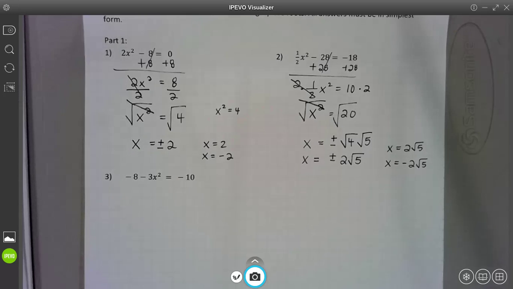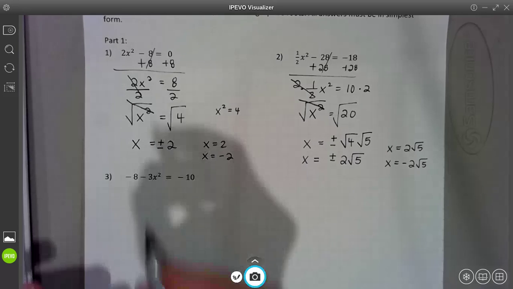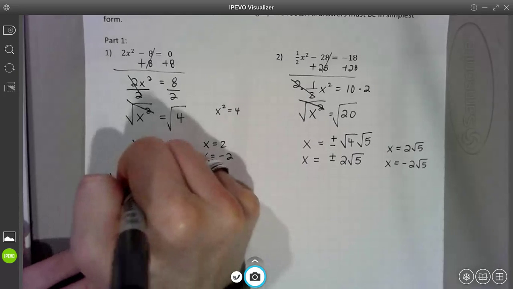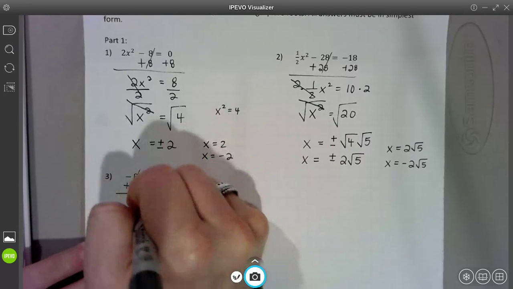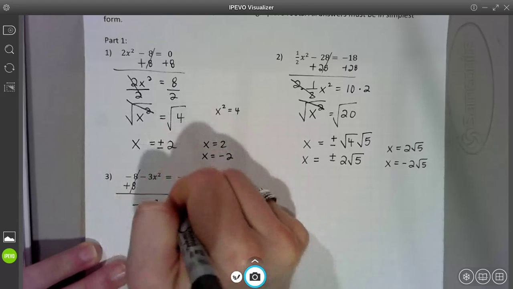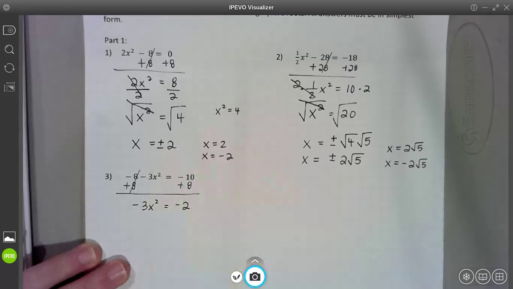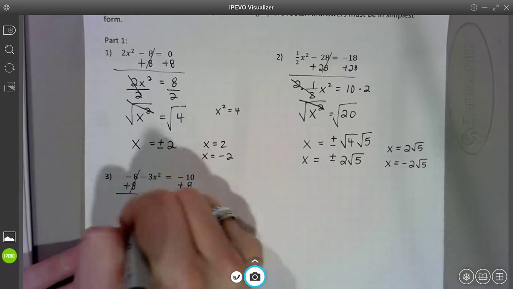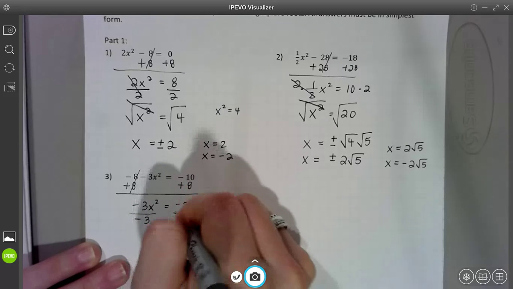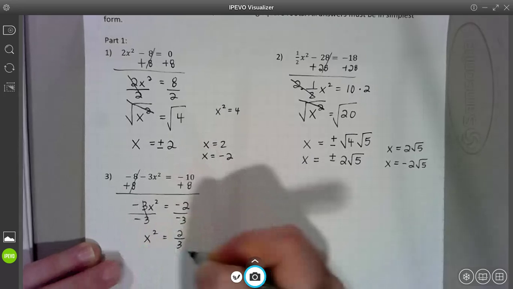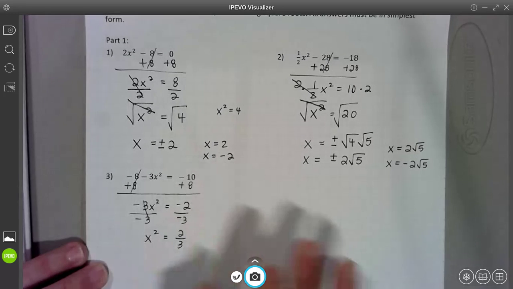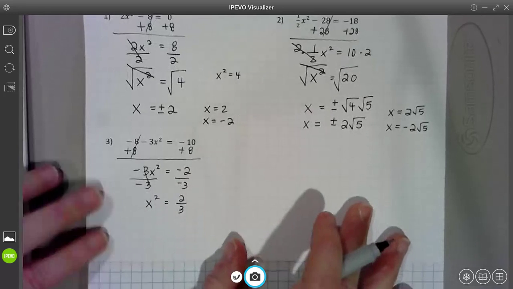All right, let's look at this one. So the first thing I would do to get x squared alone is I would add that 8 away, right? The one that's not attached. So let's add 8. And I get negative 3x squared equals negative 2. I'm going to divide by negative 3, get x squared completely by itself, and I get x squared equals 2/3, right? So now that x squared is by itself, we can take the square root of both sides.